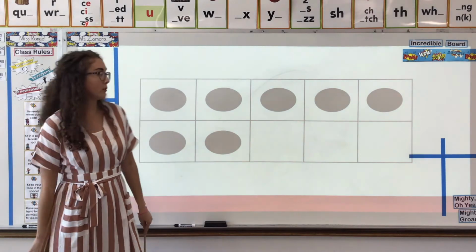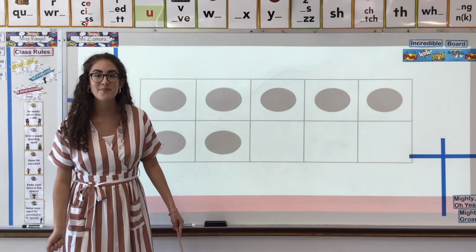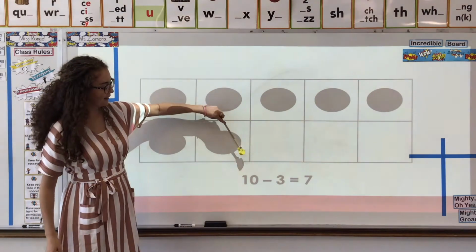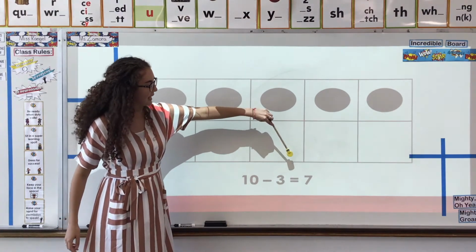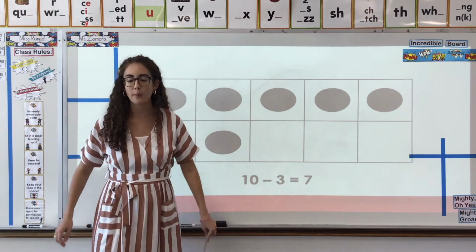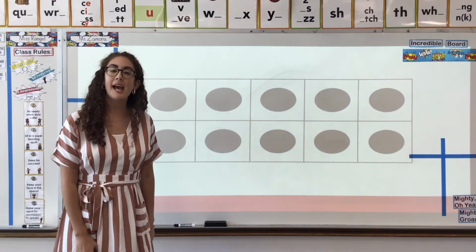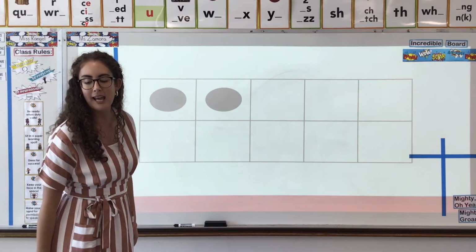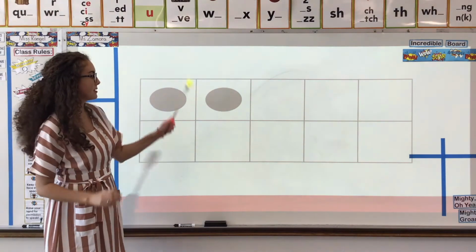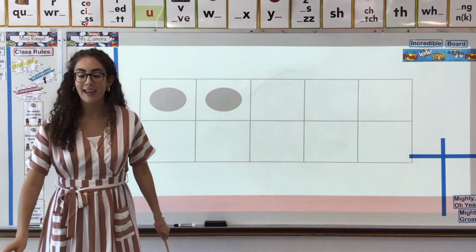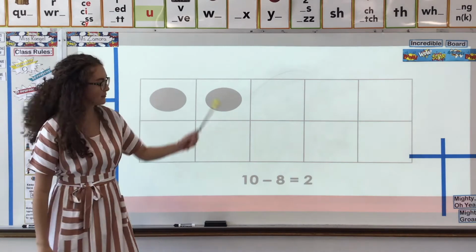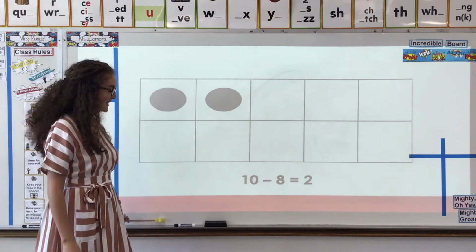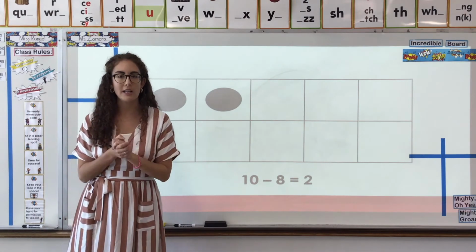10 minus 3 equals 7. Let's read it. 10 minus 3 equals 7. Good job. And last one. 10 minus 8. 10 minus 8 equals 2. Let's read it. 10 minus 8 equals 2. Good job using that pairs to 10 knowledge.